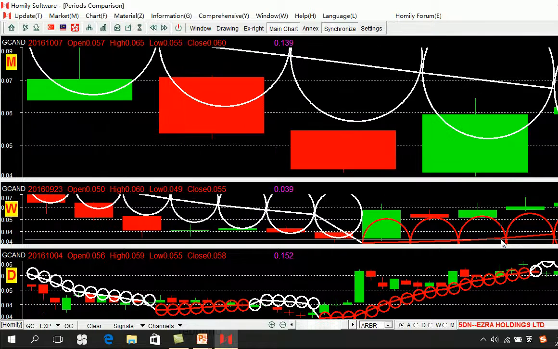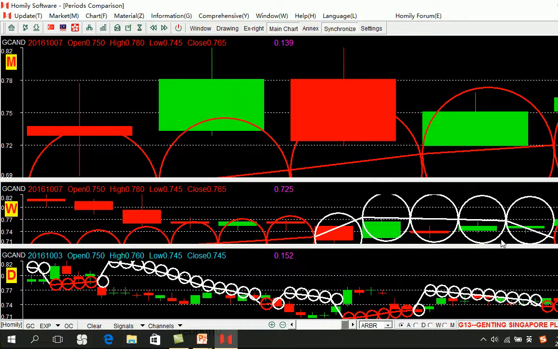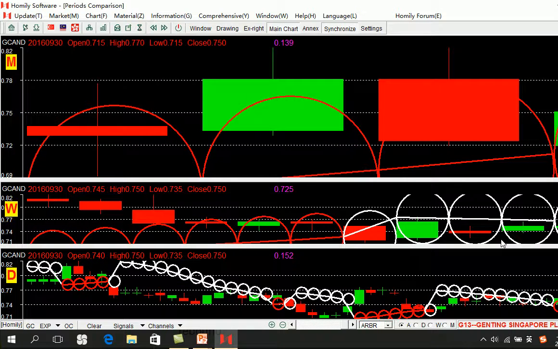Let's see some stocks. Okay, then we can see this stock. Genting. The monthly chart is red circle. The weekly chart is white circle. Daily chart turn to the first red circle. Can we buy or not? We are confused. We don't know whether can buy or not.